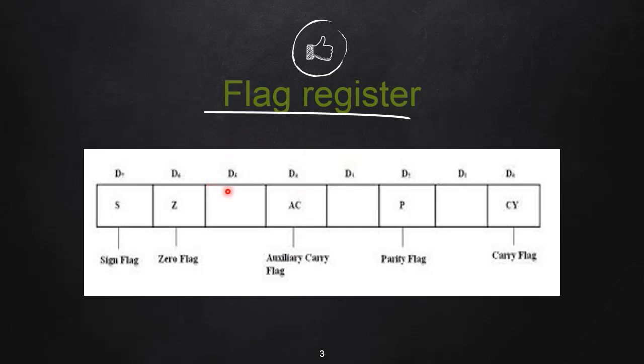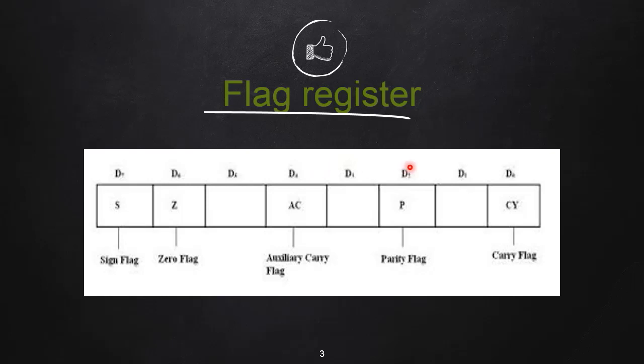Now we will concentrate on the next unit, which is flag. In the 8085 microprocessor, we have 5 flags. Flag register is of 8 bit which has 5 flags. D7, D6, D5, D4, D3, D2, D1 and D0. This is the diagram of the flag register. In this diagram, the first bit D7 is the sign flag, then D6 is the zero flag, then D4 is the auxiliary carry flag, AC flag, then D2 is the parity flag and the last is the carry flag.